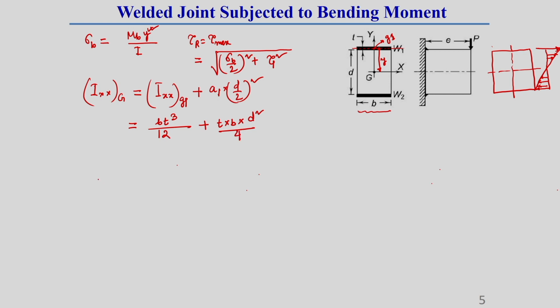Now, as t is very small compared to b and d, we can neglect the t cube term.